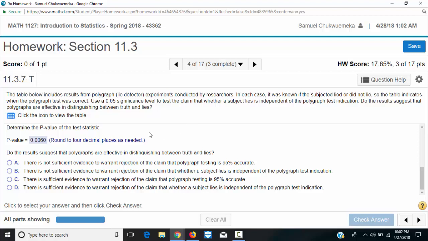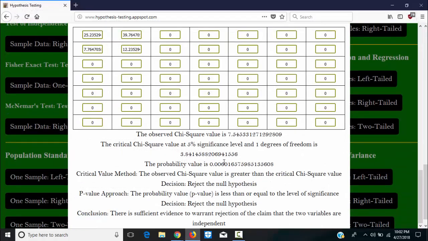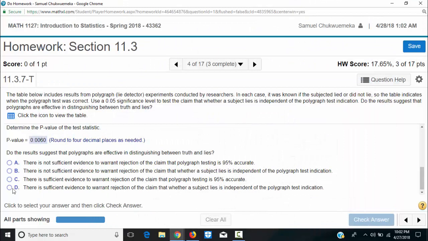Do the results suggest that polygraphs are effective in distinguishing between truth and lies? So here we reject the null hypothesis. And when we reject the null hypothesis, there is sufficient evidence to warrant rejection of the claim that the 2 variables are independent. So there is sufficient evidence to warrant rejection of the claim that whether a subject lies is independent of the polygraph test indication.